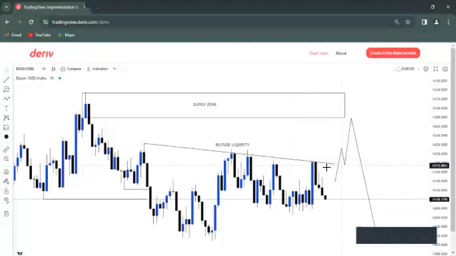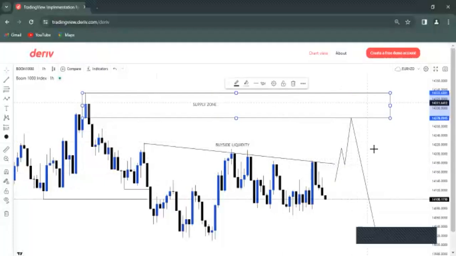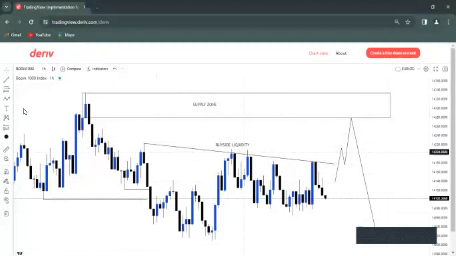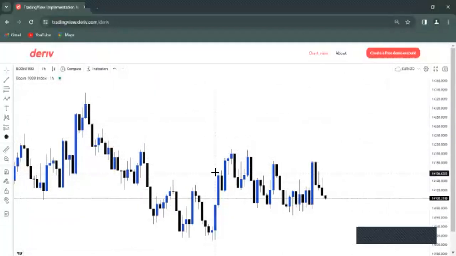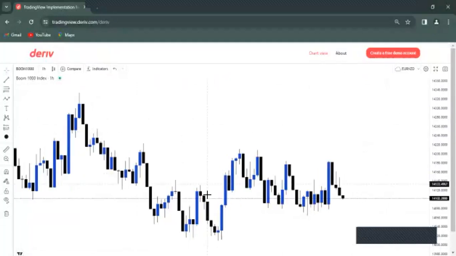The market should break up to sweep this liquidity, and then we are very sure that it's going to go to our supply zone and sell. We are very, very sure of that. The same thing can happen on this signal with the demand zone. There are two signals in this analysis. Let's take a very good example.